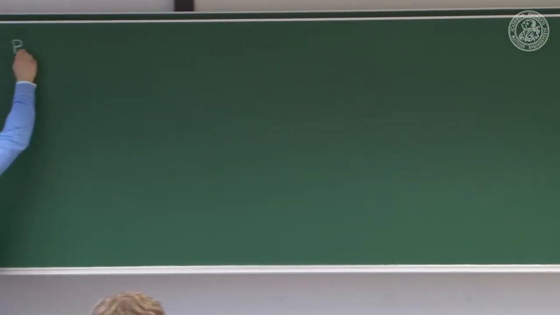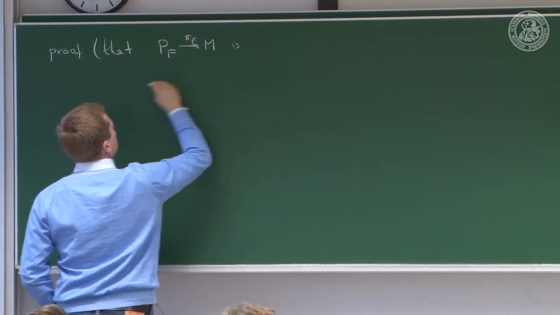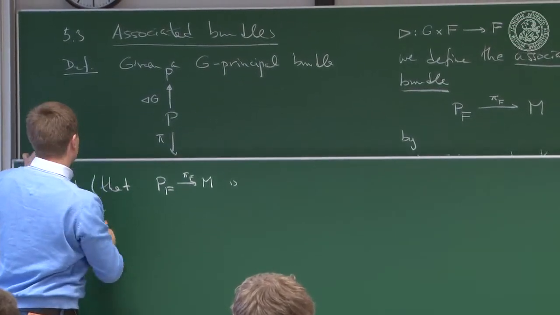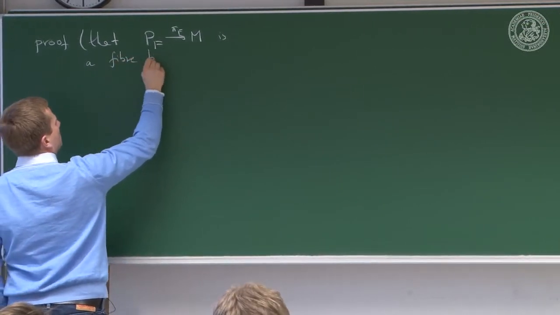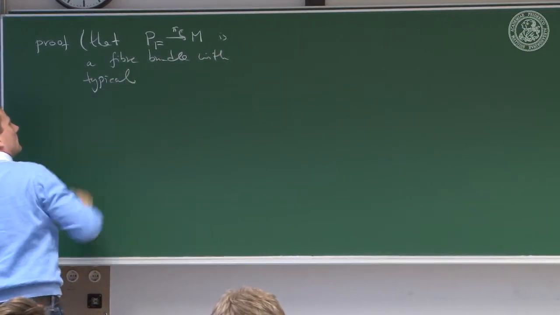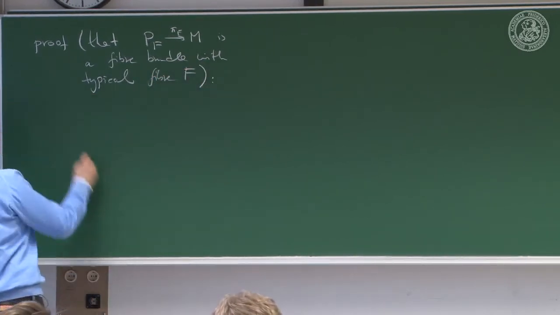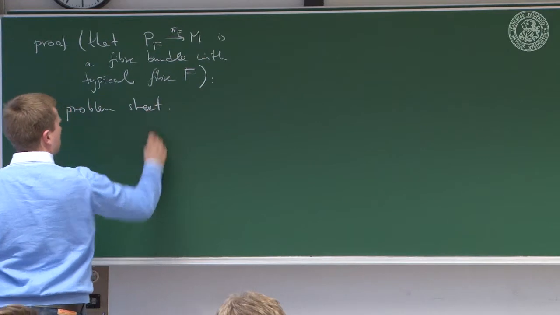So we have a proof, namely the proof that the such defined pi_F from PF to M is a fiber bundle with typical fiber F, you know, that was the terminology, and that's going to be on the problem sheet. Okay.